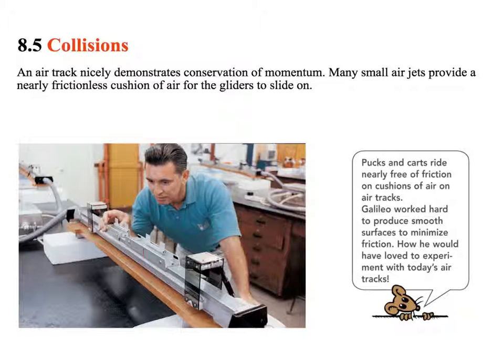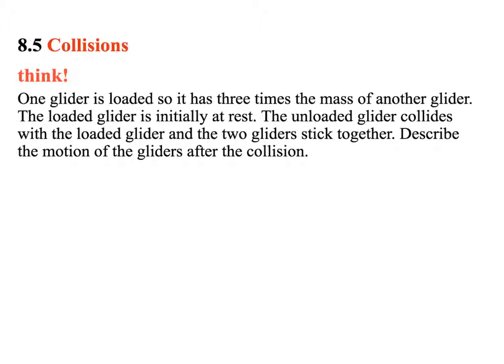An air track nicely demonstrates conservation of momentum. Many small air jets provide a nearly frictionless cushion of air for the gliders to slide on. One glider is loaded so it has 3 times the mass of another glider. The loaded glider is initially at rest. The unloaded glider collides with the loaded glider and the 2 gliders stick together. Describe the motion of the gliders after the collision.